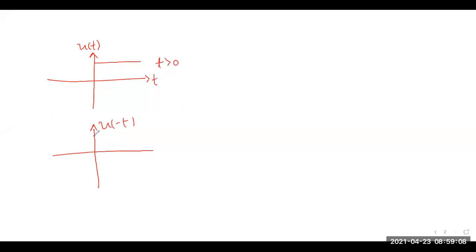I'll get the exact mirror image on to the left, that which is having amplitude value +1. But do I need +1 amplitude value for the negative time? For negative time, do I need this? No. So what I'll do is I'll multiply this with minus sign.